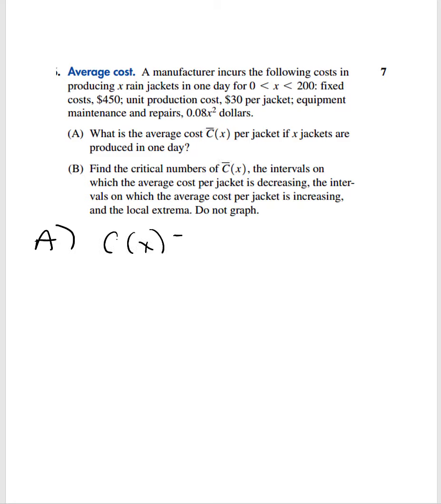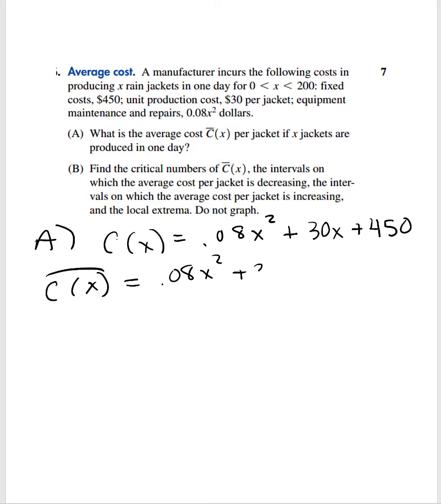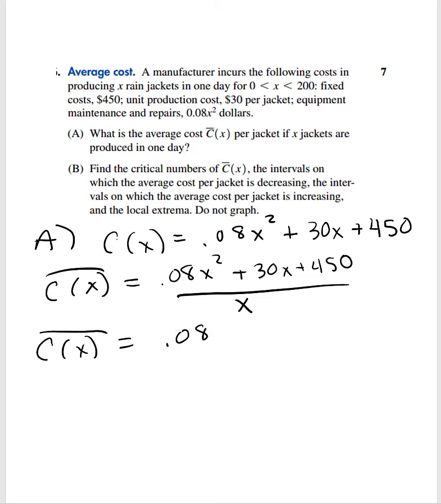So our cost function, it said we had 0.08 x squared for equipment, then a unit production cost of $30 each, and then we had fixed cost of $450. So here's our start, the cost function. To get average cost, we just want to divide that by x. Now, I would like to avoid having to do the quotient rule, so I'm going to reduce that. 0.08 x squared divided by x is 0.08x. 30x over x is 30, and then the 450, I'm going to write 450x to the negative 1.